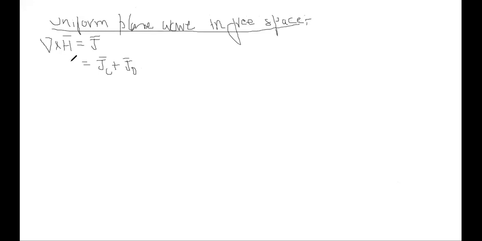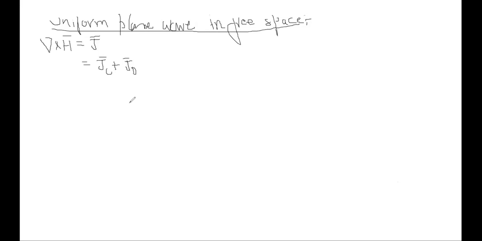This is a uniform plane wave in free space. The first topic in the third unit. Using the second Maxwell's equation, the modified Ampere circuit law, take del cross H bar is equal to J bar, that is J_C bar plus J_D bar.